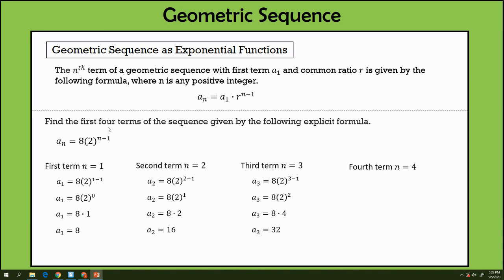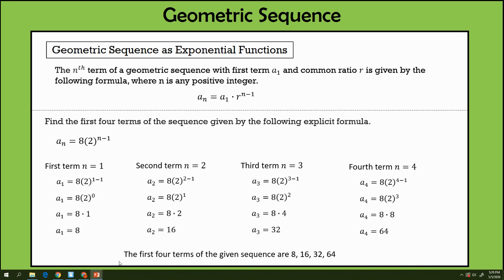Fourth term, because they ask us to find the first 4, a sub 4 equals 8 times 2 to the 4 minus 1. A sub 4, which is the fourth term of our sequence, equals 8 times 2 to the third. 2 to the third is 8. 2 times 2 times 2 is 8. 8 times 8 is 64. Okay, so the first 4 terms of this sequence given by that explicit formula would be 8, 16, 32, 64.